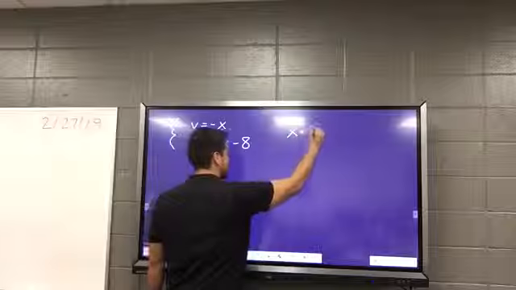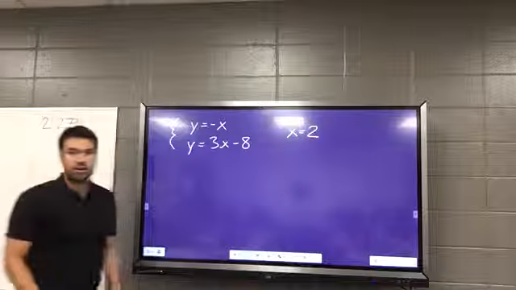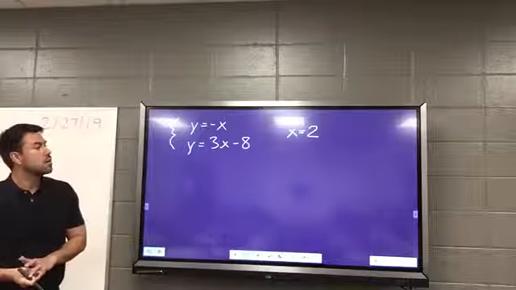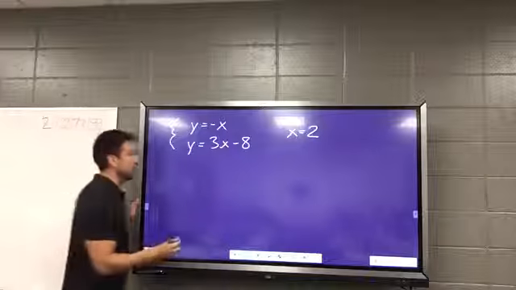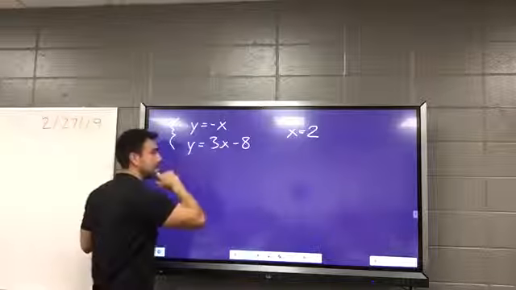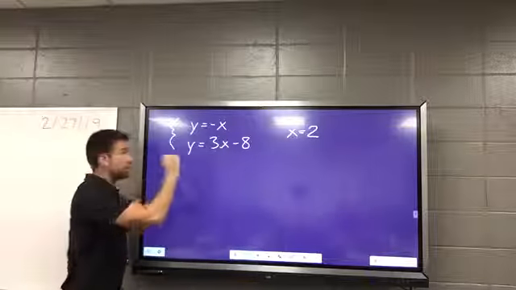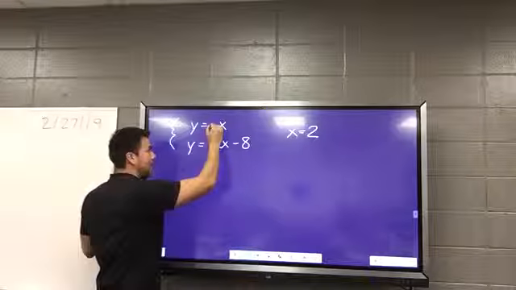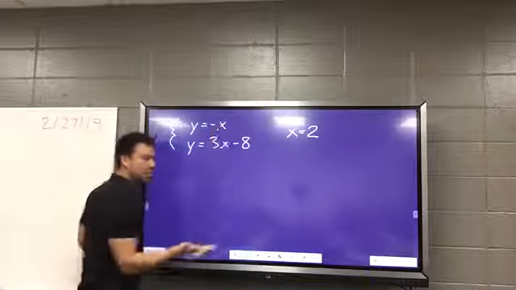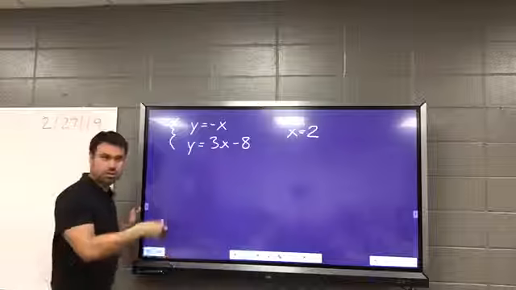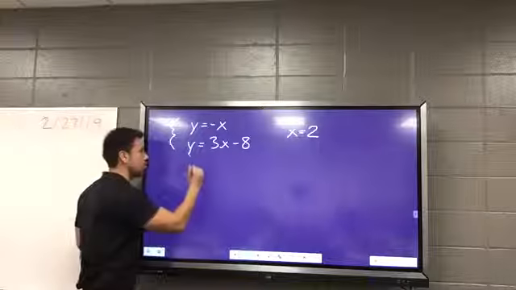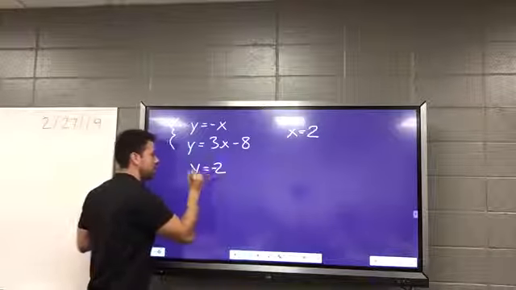So I got x equals 2. So how did you find your y value? Just by substituting 2 for x. Which one? I just started with the top. Okay, so here, what's the opposite of x? You're like, well, what's x? 2. So what's the opposite of 2? Negative 2. So I got y equals negative 2.